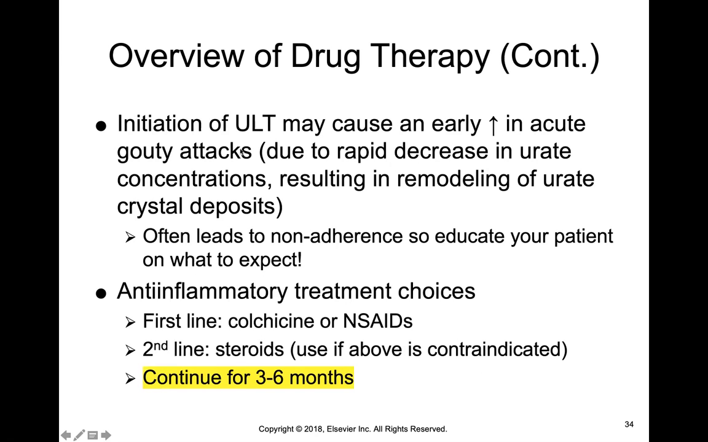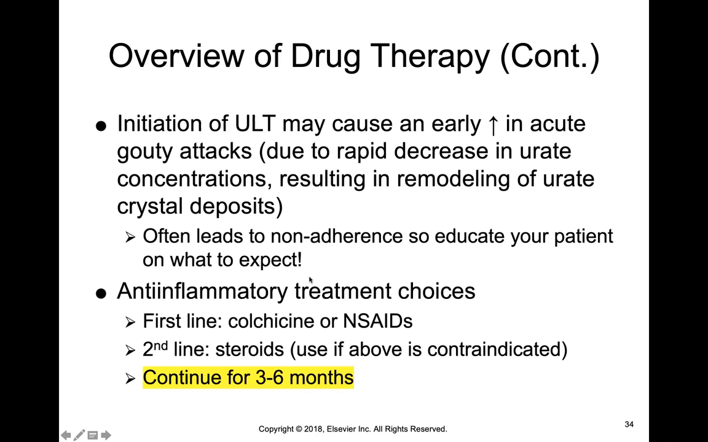So the initiation of ULT may cause an early increase in the acute number of gouty attacks, and this may be due to a rapid decrease in uric concentrations, resulting in remodeling of the uric crystal deposits. But it's important to tell patients who you're treating with gout to expect this. And once they expect this and it happens, they usually live with it and they're okay. If by chance you don't tell your patient, they'll be surprised and they will hate you because they'll think you don't know what you're doing, and they'll be having increased gouty attacks.